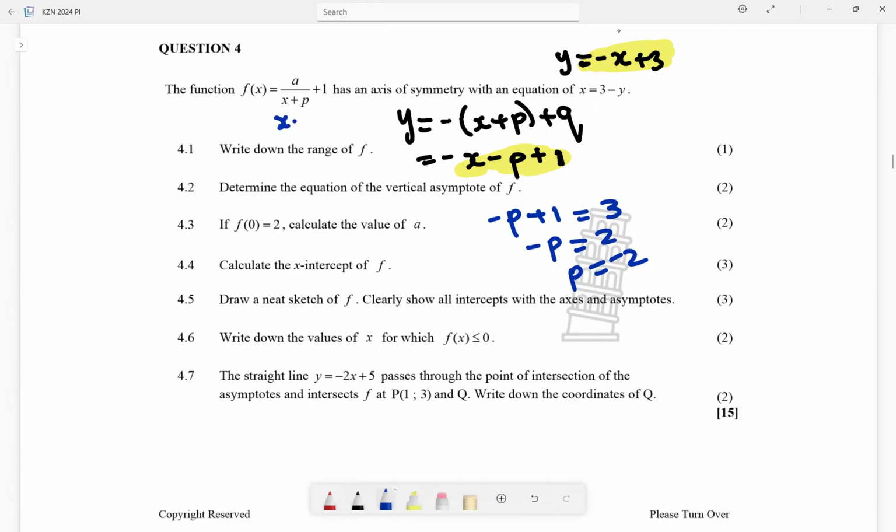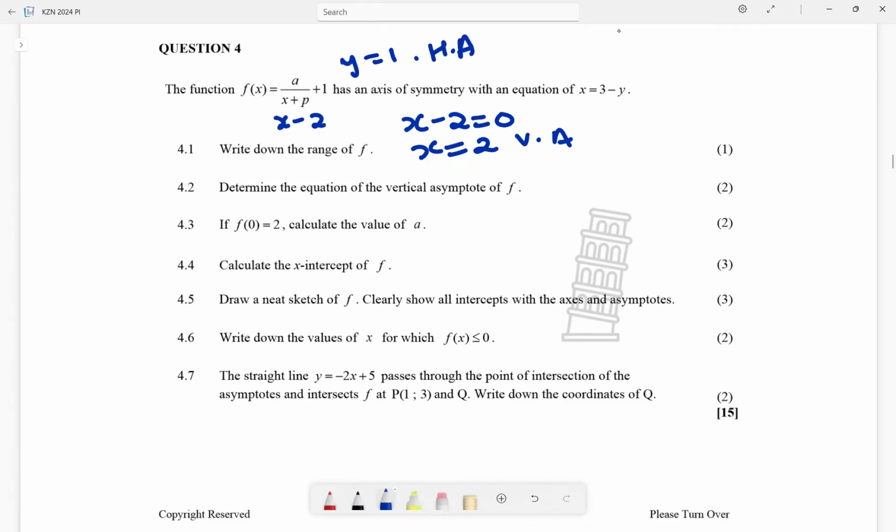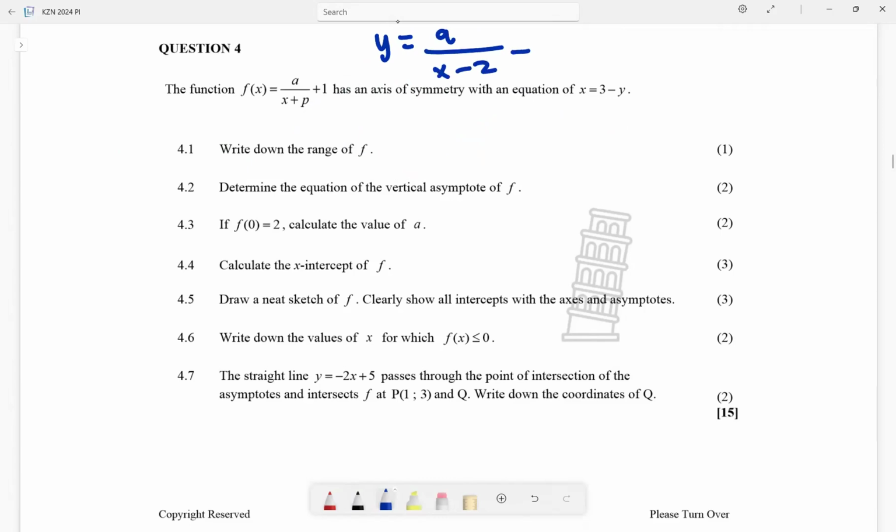So here I have x minus 2. But now remember, how do I find my vertical asymptote? I'm going to say x minus 2 is equal to 0, therefore x is equal to 2. So this is my vertical asymptote. y equal to 1 is my horizontal asymptote. Good. So now we have our equation: y is equal to a over x minus 2, plus 1.